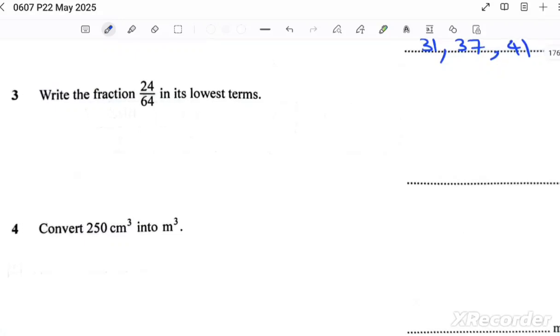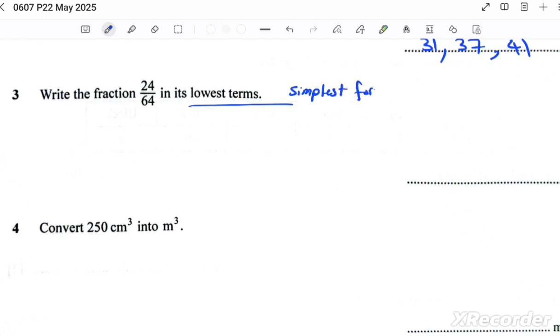Next one. The question is: write the fraction 24 over 64 in its simplest form, or as it's written here, lowest terms. So lowest terms means simplest form. You should also know that sometimes the questions will be written in different forms. So lowest terms means simplest form.